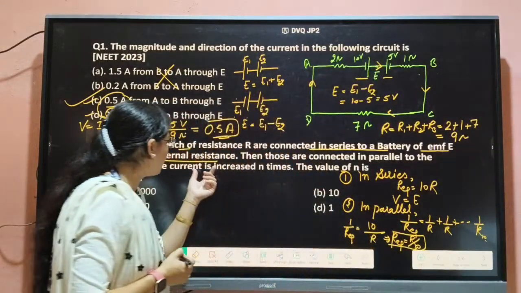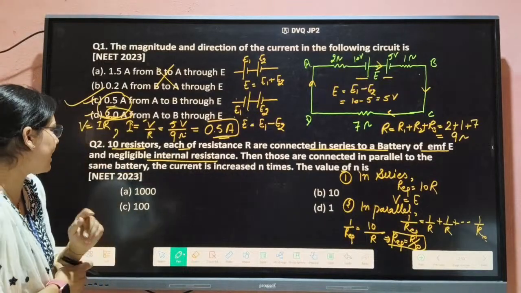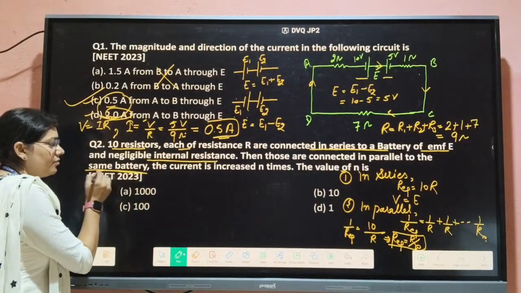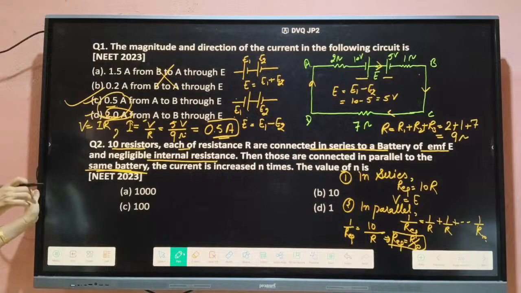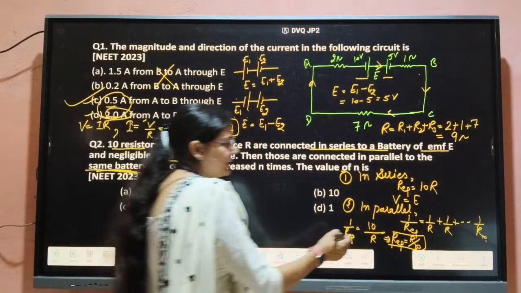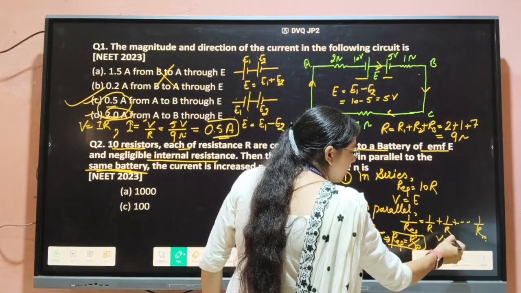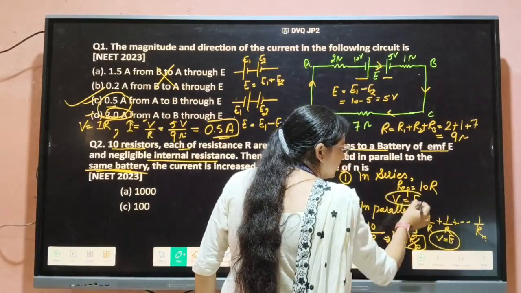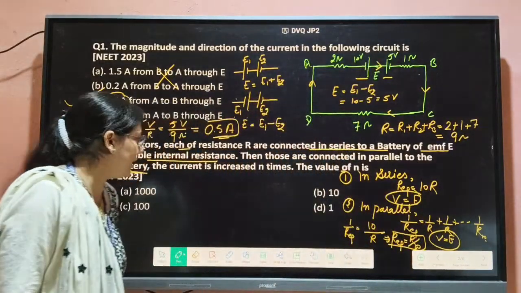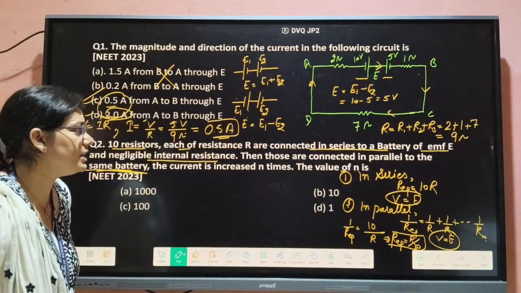Now see here, in parallel also it is connected with the same battery. Connected with the same battery means initially the battery voltage is E given, then after connecting in parallel, the value of the battery is E only. So in that case also V is equal to E only. Clear?